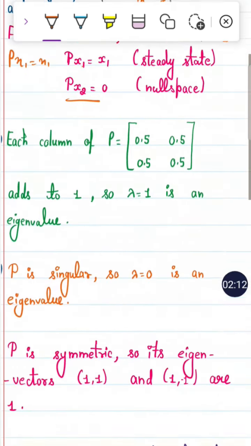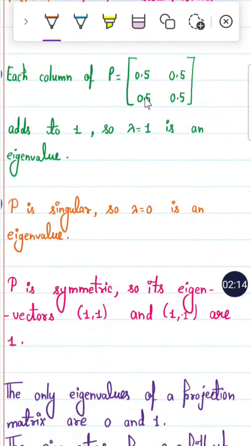Now each column of P adds to 1, so when you add it, this gives 1, so lambda equals 1 is an eigenvalue. And P is a singular matrix, because each row is equal, r1 equals r2, so lambda equals 0 is an eigenvalue. So we can find the eigenvalues this way too.